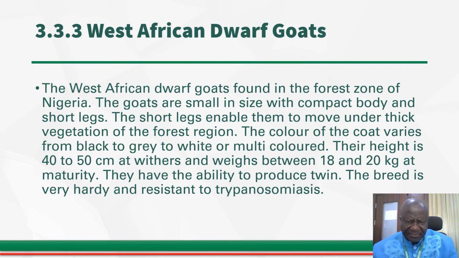The West African dwarf goats are found in the forest zone of Nigeria. The goats are small in size with compact body and short legs. The short legs enable them to move under thick vegetation of the forest region. The color of the goat varies from black to gray to white or multicolored. Their height is 40 to 50 cm at withers and weighs between 18 and 20 kg at maturity.